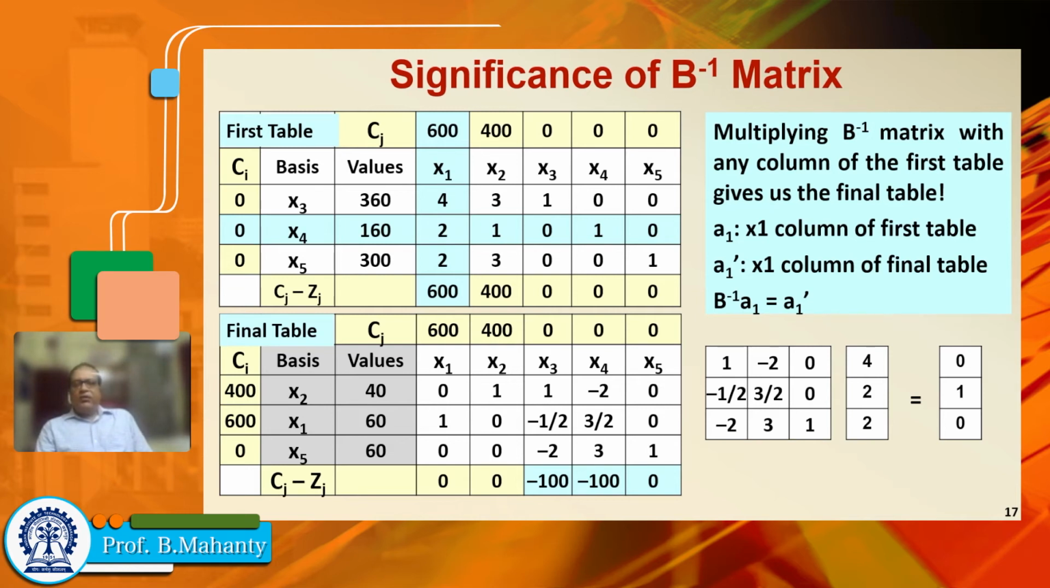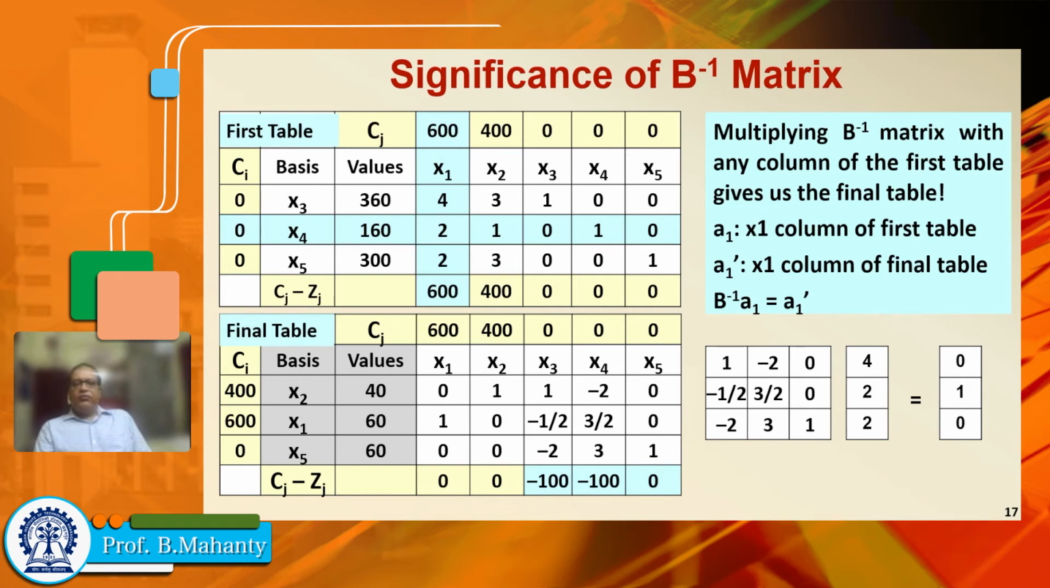So A1 is the x1 column of the first table and A1 dash is the x1 column of the final table. So B inverse A1 equals A1 dash. All right. So that means the matrix 1, minus 2, 0; minus half, 3 by 2, 0; minus 2, 3, 1 multiplied by 4, 2, 2. See, that is the x1 column. It should return 0, 1, 0. We can cross check: 1 into 4 minus 2 into 2 is 4 minus 4, and 0 into 2 is 0. So we get 0.